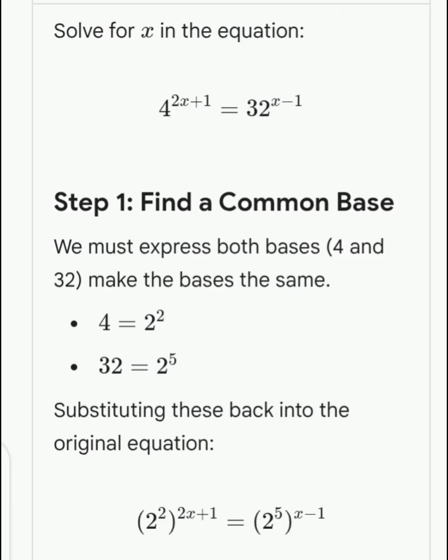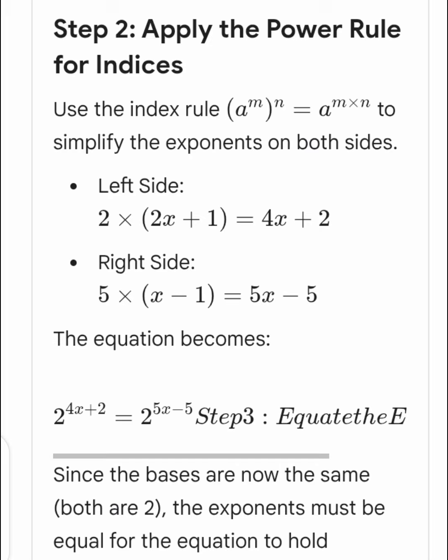So we substitute those back in. The equation then becomes 2 squared, all raised to the power of 2x plus 1, equals 2 to the 5th, all raised to the x minus 1. Now, lots of people might rush to logarithms, but this is so much faster. Why? It's all about the power rule. The index rule that says when you raise a power to another power, you just multiply them.